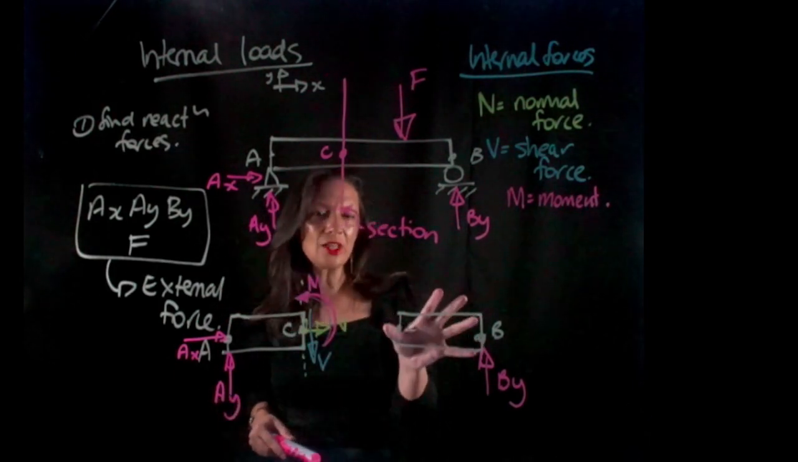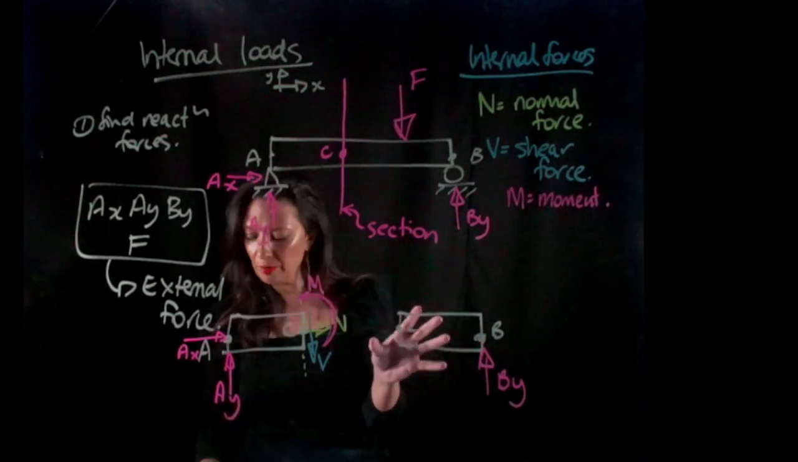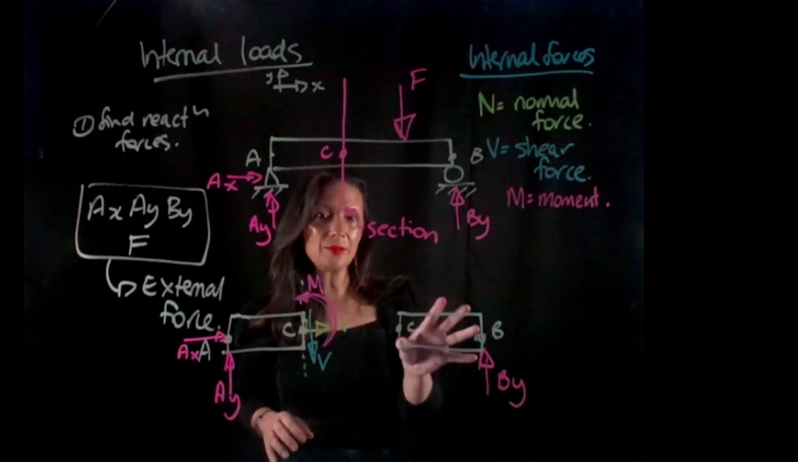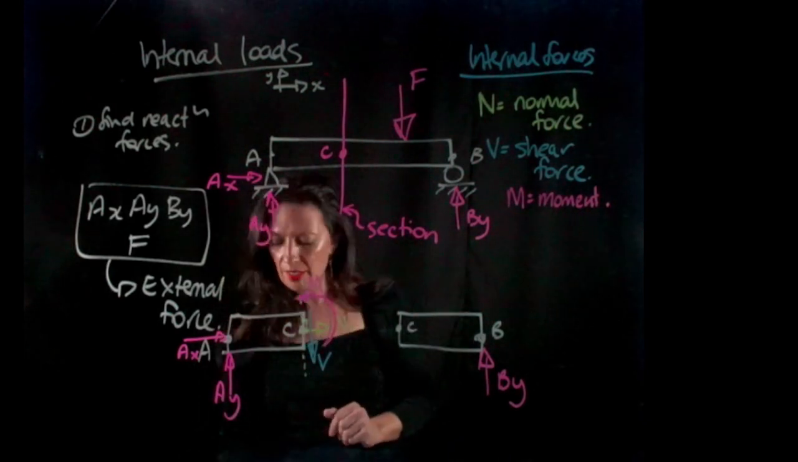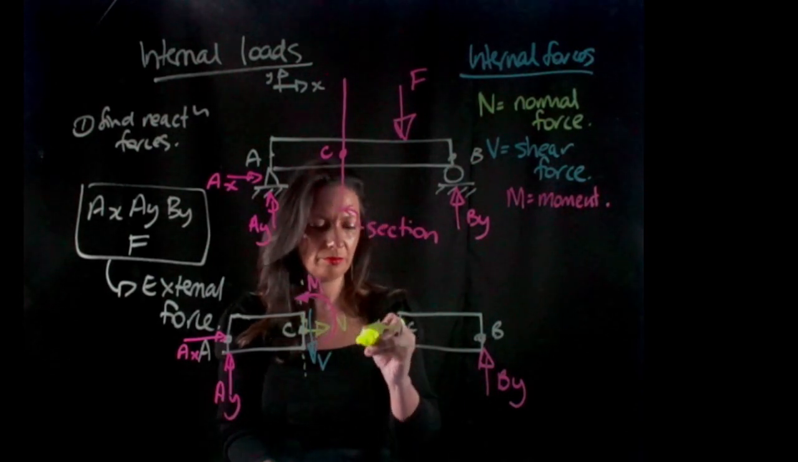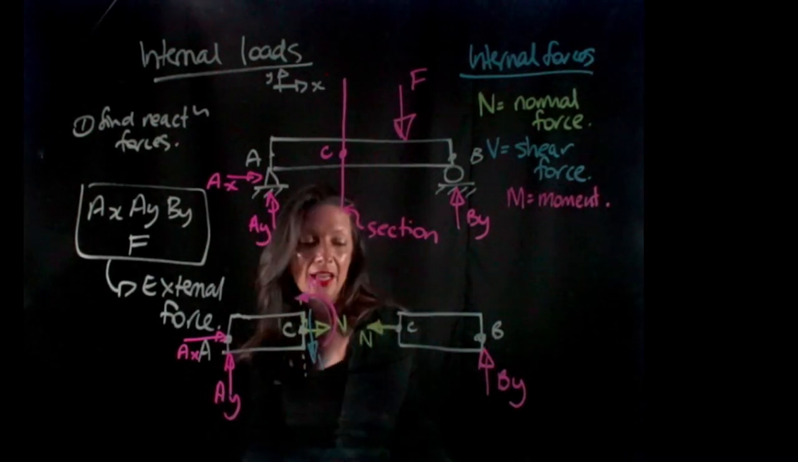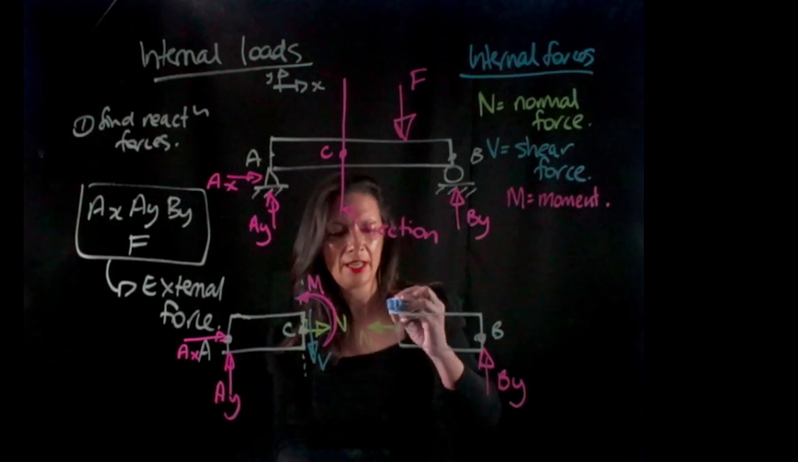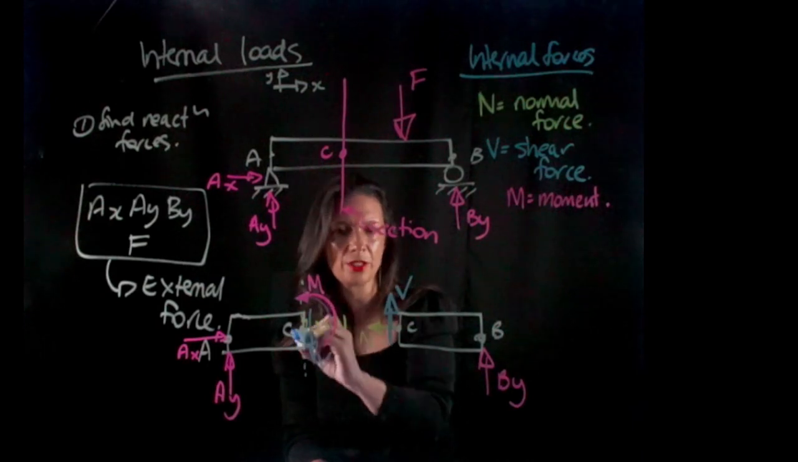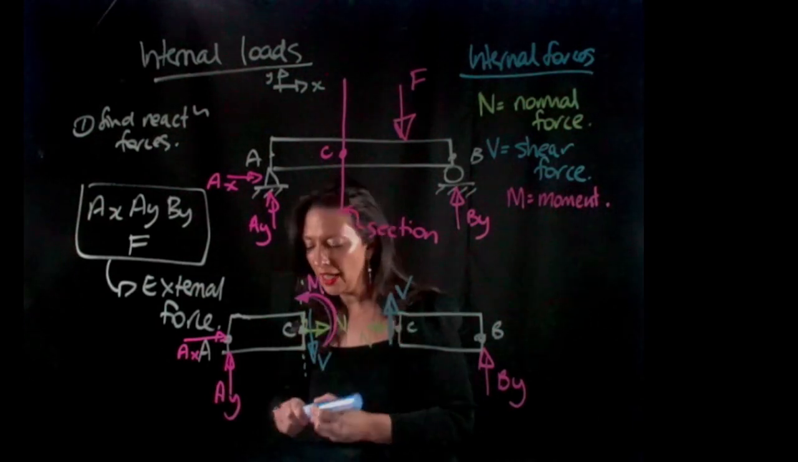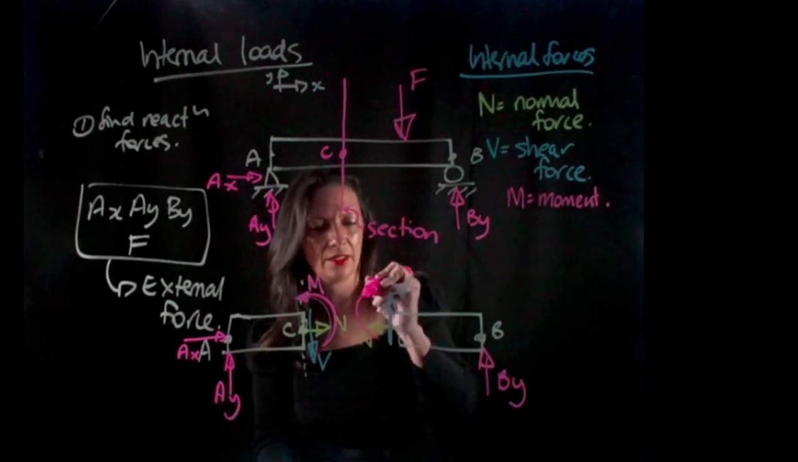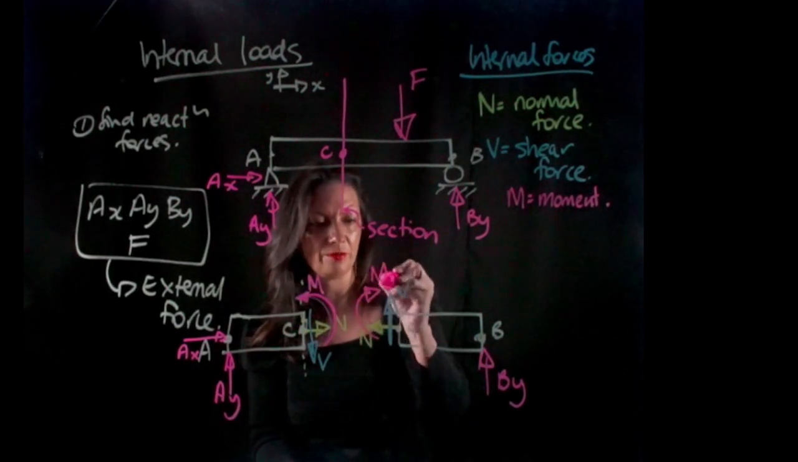So now if we take a look at the other side of this free body diagram, we need to be in equilibrium. So therefore, this has to be equal and opposite. So I'm going to have a normal force, a shear force. This time my shear force has to go up because this shear force is going down, and they need to cancel out. And finally, the moment is going to go in the opposite direction.